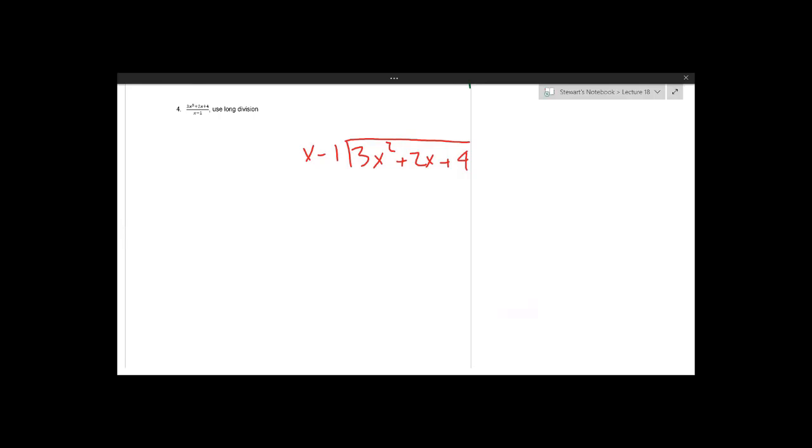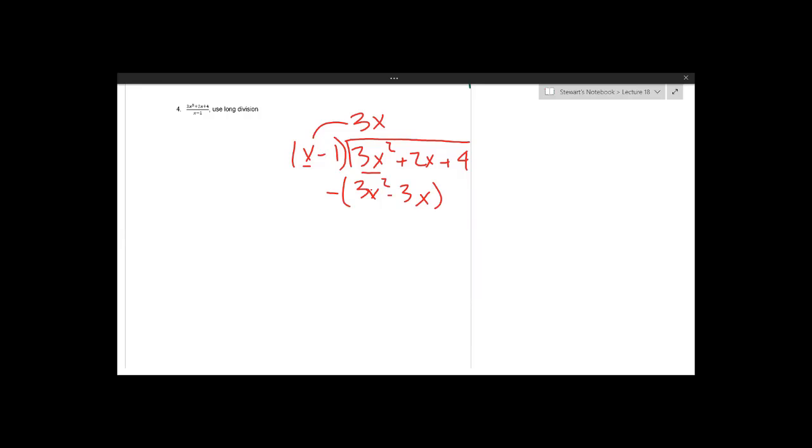Okay, so we need to see first how x goes into 3x squared. Well, we know x goes into 3x squared 3x times, and that's because x times 3x is 3x squared. And now, same as before, we're going to multiply this term we found, the missing factor, to the entire expression outside the division house, just as is customary for any long division. So 3x times x would give you 3x squared, and then 3x times negative 1 would be minus 3x.